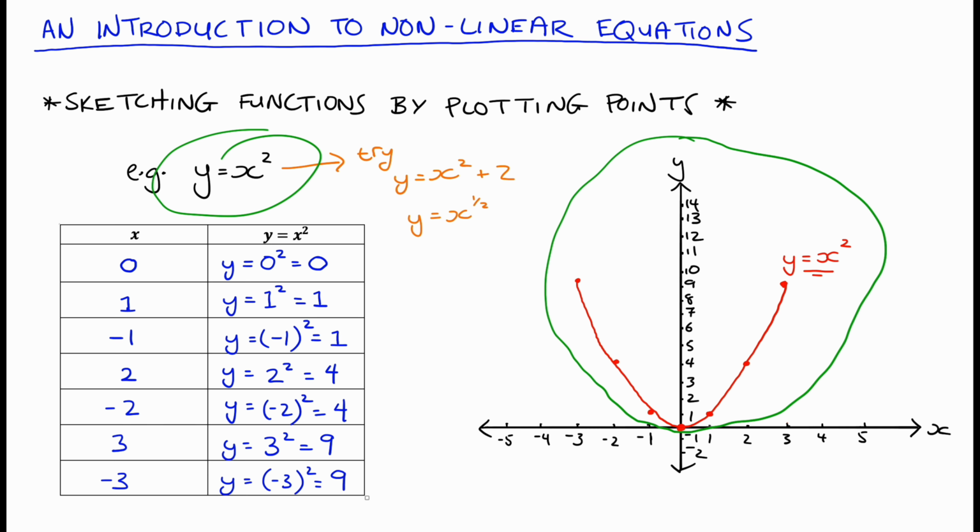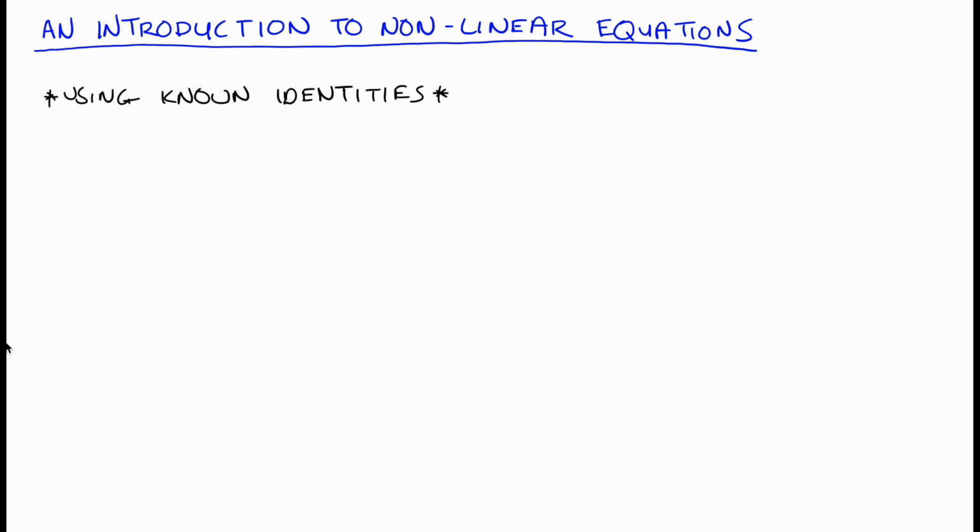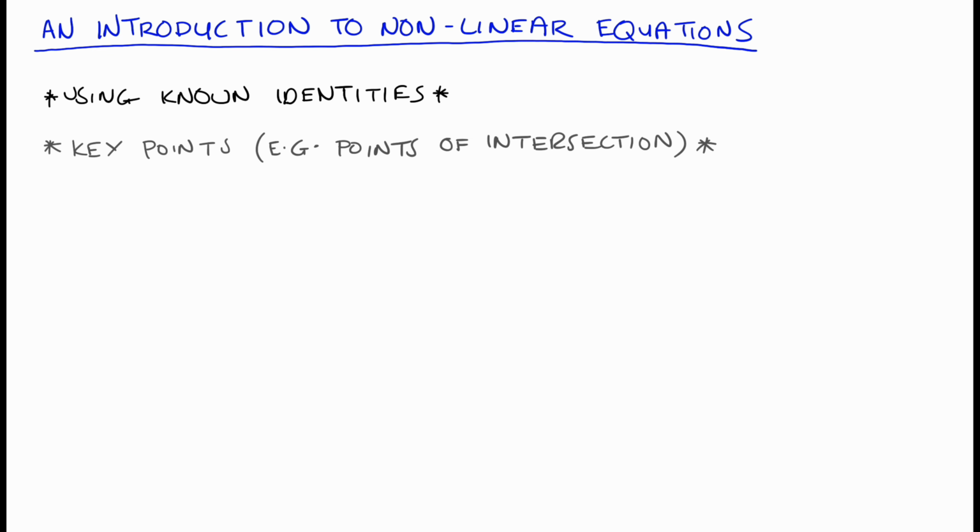Now, other things that we might do also is we can use known identities. We can find key points such as points of intersection either with our axes or with other functions. And we can also, as I just demonstrated, look at our equation, analyze our equation.